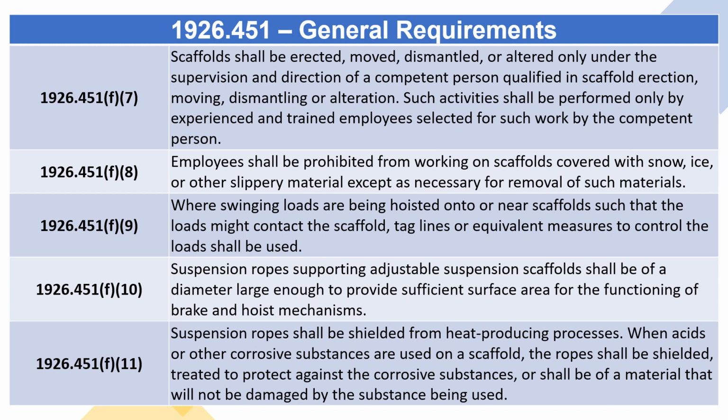1926.451(f)(10): Suspension ropes supporting adjustable suspension scaffolds shall be of a diameter large enough to provide sufficient surface area for the functioning of brake and hoist mechanisms. 1926.451(f)(11): Suspension ropes shall be shielded from heat-producing processes. When acids or other corrosive substances are used on a scaffold, the rope shall be shielded, treated to protect against the corrosive substances, or shall be of a material that will not be damaged by the substance being used.